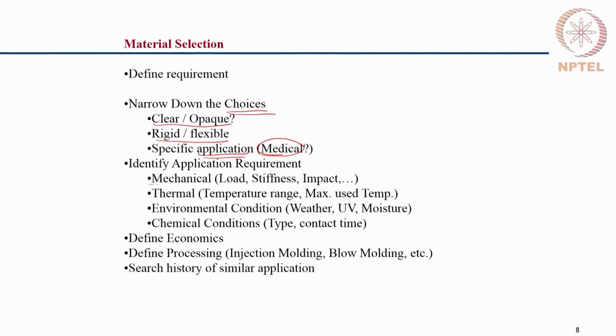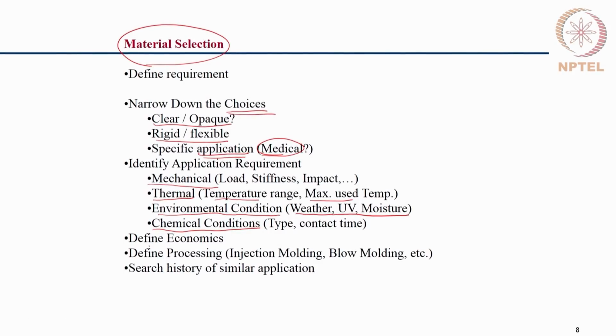and based on the functional requirement, what kind of loads and impact will come on the component, what kind of thermal loads will be there, like the working temperature, maximum temperature, the environment in which this component will be servicing, like the humidity, weather, UV light and so forth. Also the chemical nature of the environment is to be considered for doing the material selection.